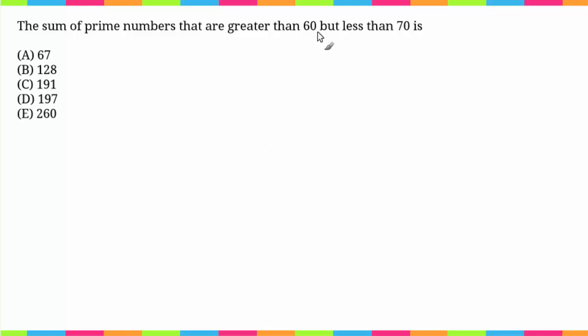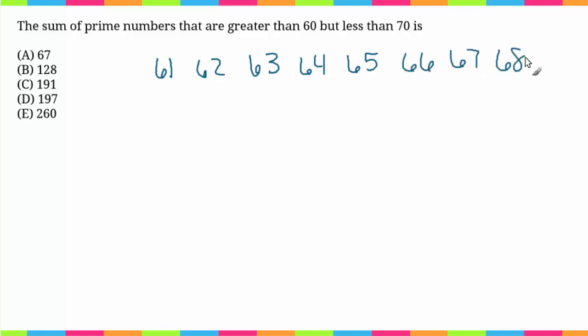It's important to notice that it does say greater than. It does not say greater than or equal to. So that automatically excludes 60, and also excludes 70 because again, it says less than. So the numbers we're looking at are 61, 62, 63, 64, 65, 66, 67, 68, and 69.